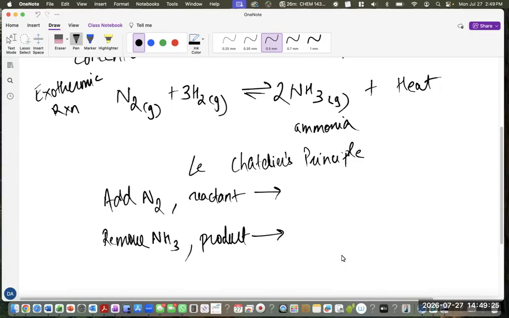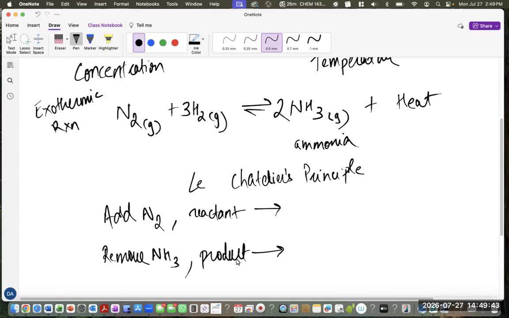Now, if you're doing the opposite, if you're removing the reactants, the reaction will go to the left. If you are adding ammonia, if you're adding more product, then also the reaction will go to the left.